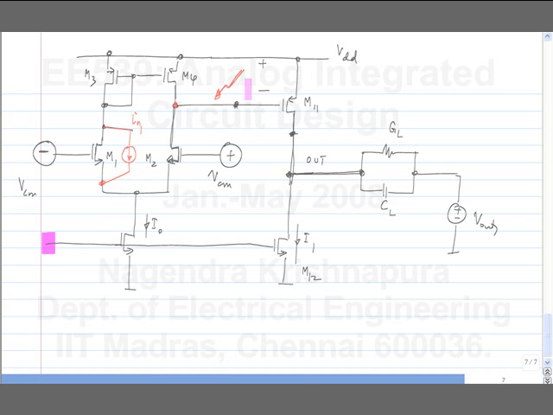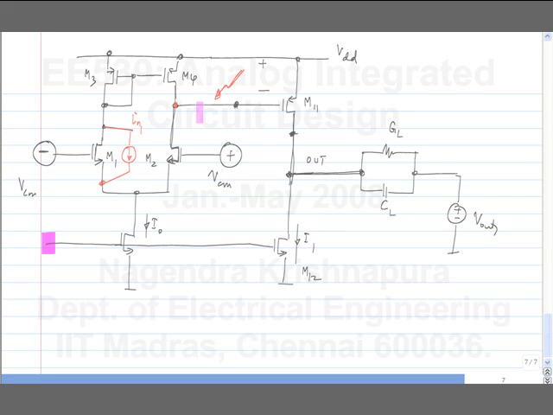How will I do this? Into gain of which one? So there are a couple of ways of doing it. First of all, I can reduce this to an input referred quantity and multiply it by the voltage gain of the first stage. Okay, that's one thing.